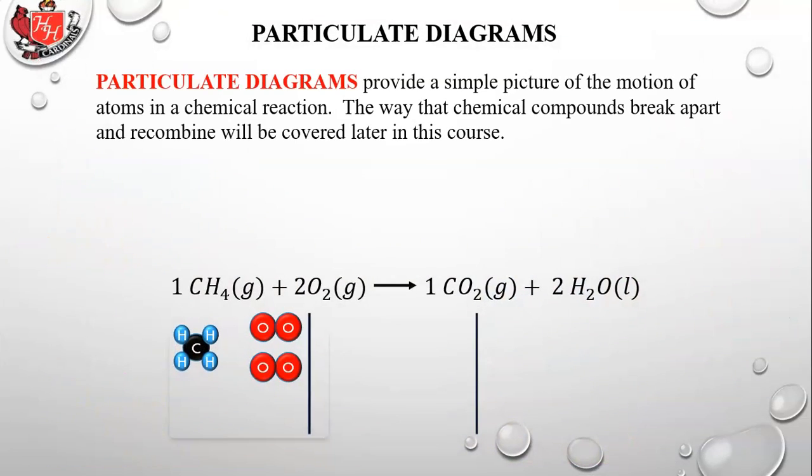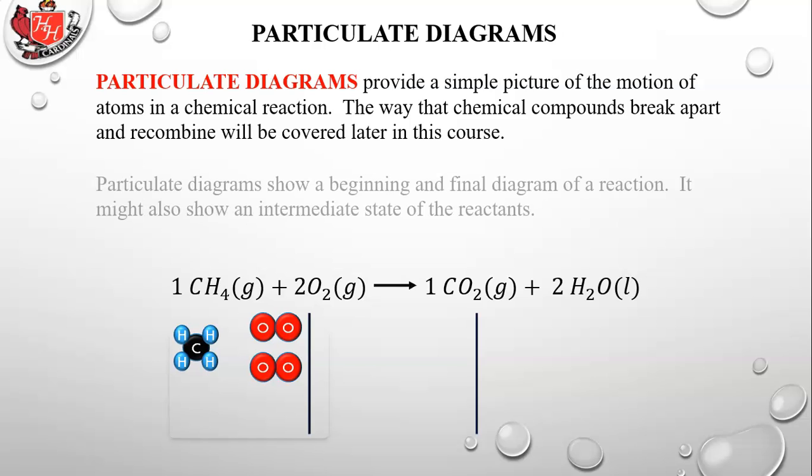Particulate diagrams provide a simple picture of the motion of atoms in a chemical reaction. The way that chemical compounds break apart and recombine will be covered later in the course. So particulate diagrams show a beginning and final diagram of a reaction. It might also show an intermediate state of the reactants, in other words, when they're in between beginning and final. So that's what we're going to show here.